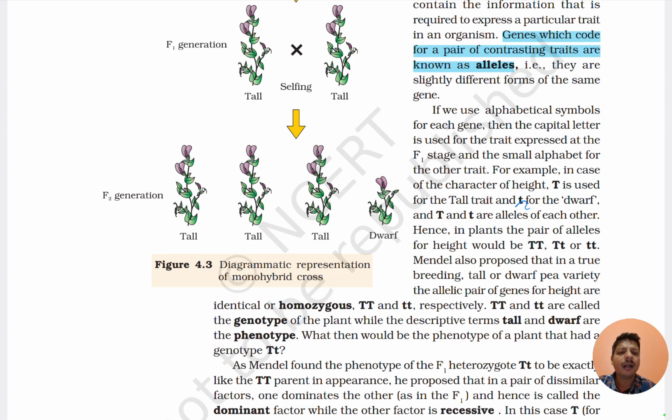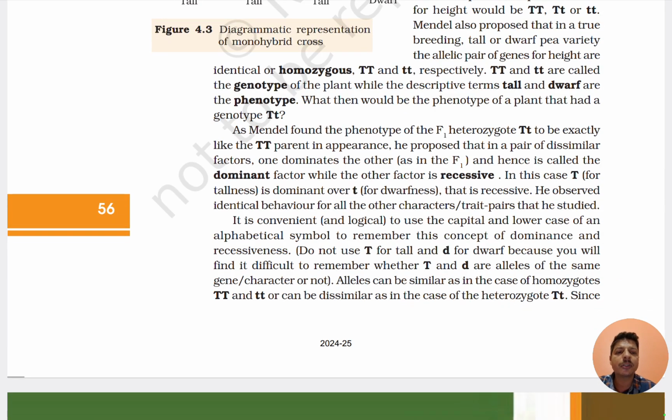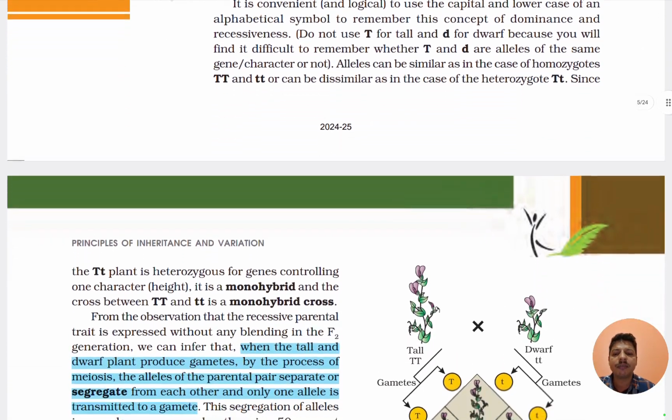As you can see, coming to alleles, capital T and small t are alleles of each other. Hence, coming to the pair for height, it would be capital T capital T, capital T small t, or small t small t. Mendel also proposed that in true breeding plants, that is tall or dwarf varieties, the allelic pair of genes for height will be identical, that is homozygous. If it is identical, that is homozygous, like this. And if it is non-identical, then that is called heterozygous. See, heterozygous is also mentioned here, and dominant and recessive are also given.